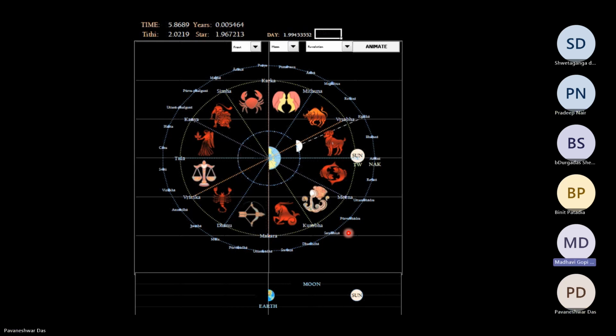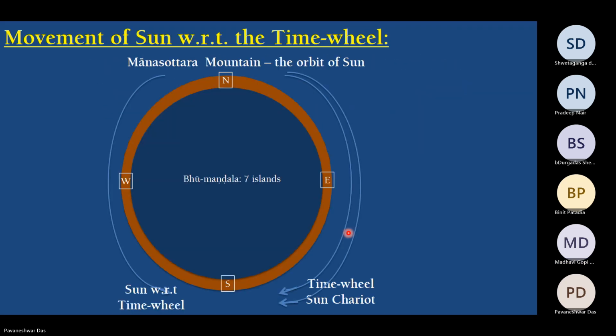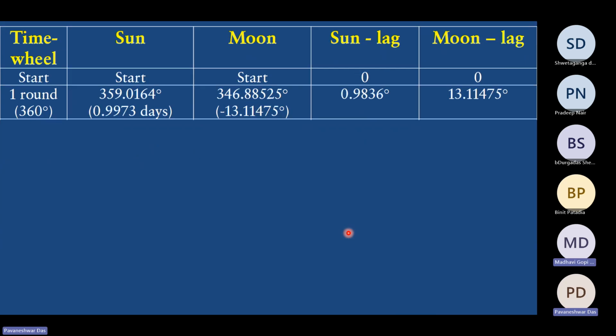Hare Krishna, Prabhuji. Yes, Matish. Prabhuji, when we say that a particular person's Rashi is this, what exactly does it mean? Like how is it decided? Okay, you see this picture. I'll come to you.